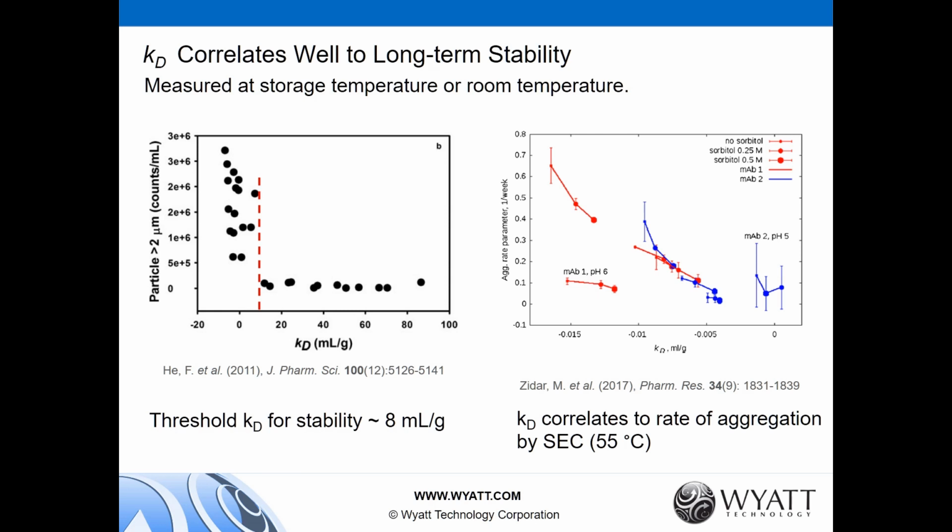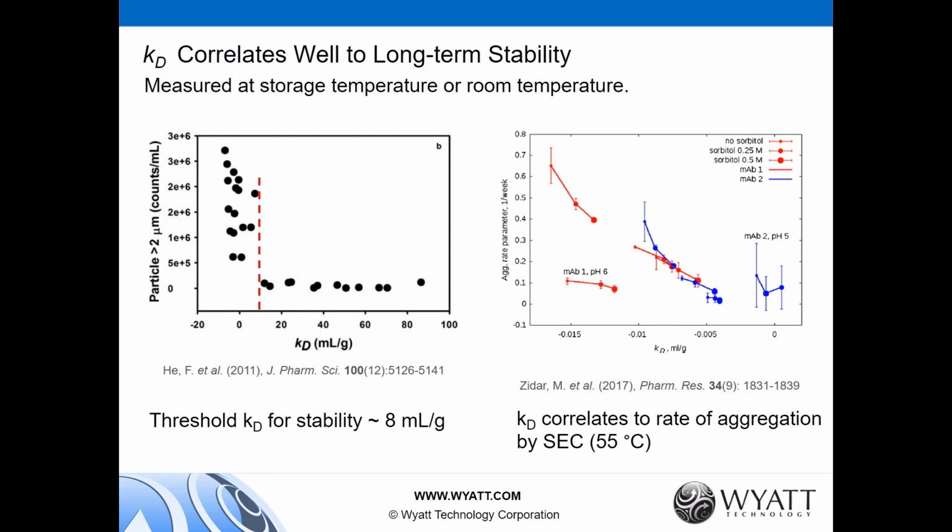On the left, what we see is a result published by Feng He and his colleagues at Amgen in 2011, which looked at the relationship between KD and long-term stability as determined by the formation of subvisible particles larger than about 2 microns. And they found that there's a threshold for their particular IgG. Above 8 milliliters per gram, the molecule is perfectly stable, and below 8 milliliters per gram, we can see the formation of aggregates. So that's one way of looking at the relationship and the importance of KD.